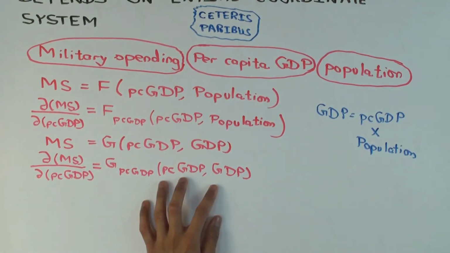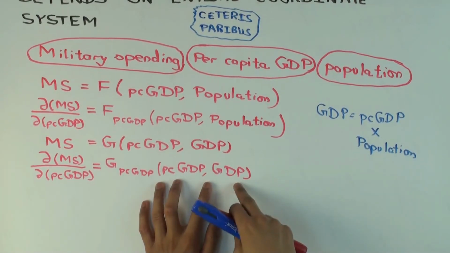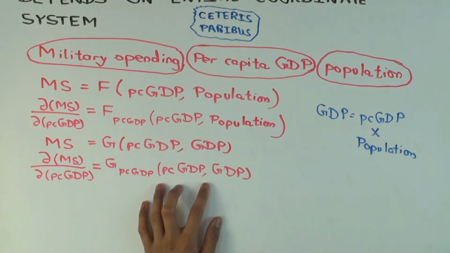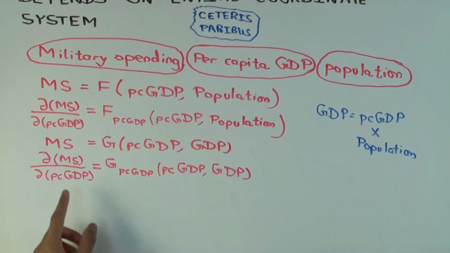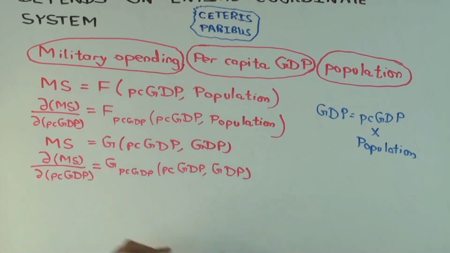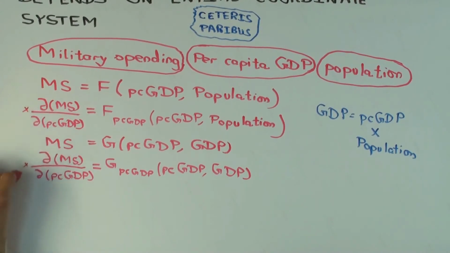Yeah. So if you actually change per capita GDP holding GDP constant, what happens to the population? The population moves in the opposite direction to per capita GDP. Yeah, so if per capita GDP is increasing, then population will decrease to keep the product constant. And if per capita GDP decreases, then the population will increase to keep the product constant. And so with that kind of change, you're trying to figure out how does military spending change with respect to per capita GDP. So these two things are not actually the same.